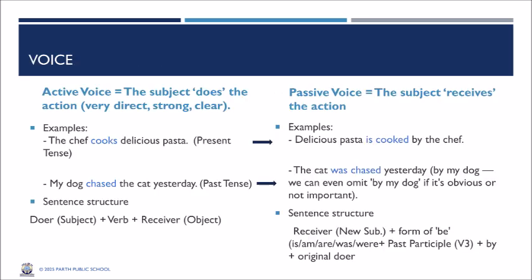Okay, what is voice in English grammar? Voice is the relationship between the subject and the verb. There are two types of voice, active voice and passive voice. In active voice, the subject does the action. In passive voice, the subject receives the action. Let us understand the sentence structure in this.